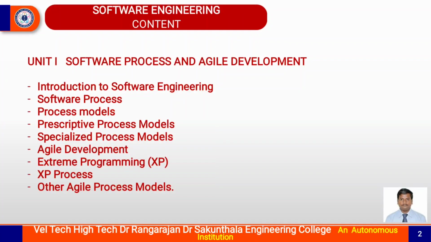In unit 1 we have software process and agile development. We will see the list of contents in unit 1: introduction to software engineering, software process and process models, prescriptive process model, specialized process model, agile development, extreme programming (XP), the XP process and other agile process models.